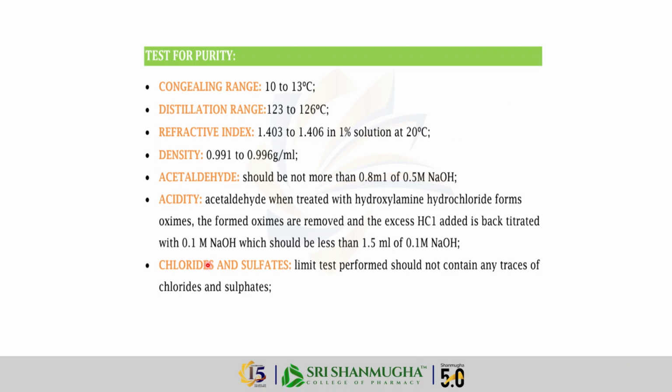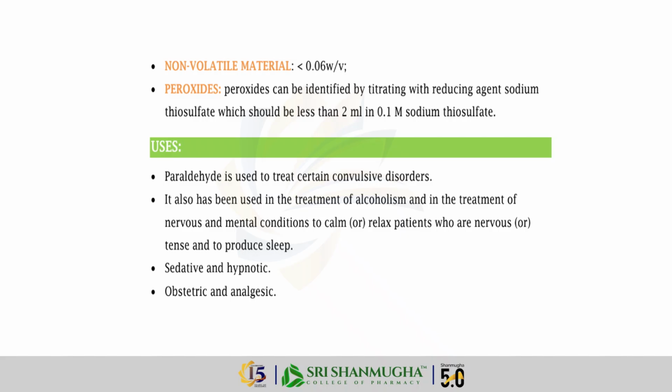So for acidity, the acetaldehyde reacts with hydroxylamine chloride to form oximes and the excess acid is titrated, and this value should be less than 1.5 ml of 0.1 M sodium hydroxide solution. So finally the sample should be free from chlorides and also from sulfates. So next is non-volatile material, which should be less than 0.06 weight by volume.